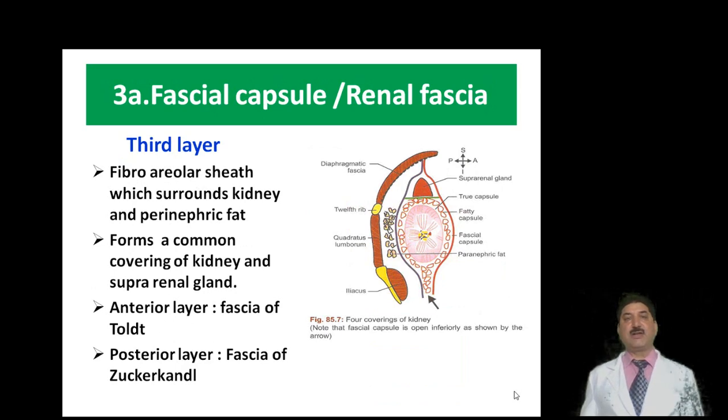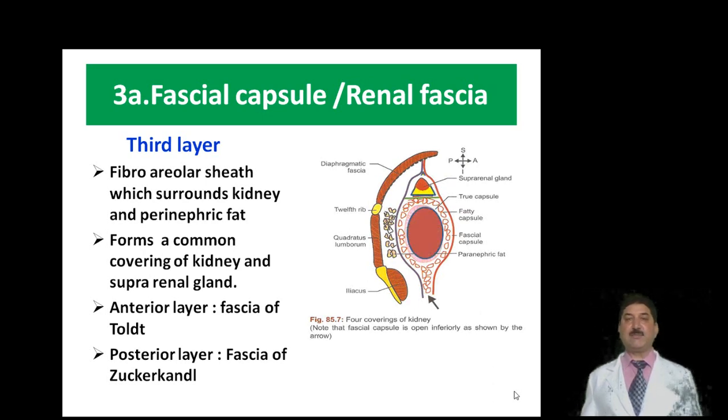The third layer is called the fascial capsule or renal fascia. It lies farther from the kidney. It is also called the false capsule. It is a fibroalveolar sheath which surrounds the kidney, and perinephric fat forms a common covering of the kidney and suprarenal gland. The anterior layer of it is called the fascia of Toldt, and the posterior layer is called the fascia of Zuckerkandl.